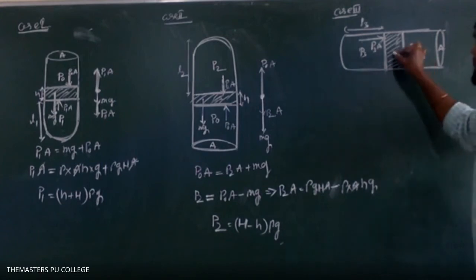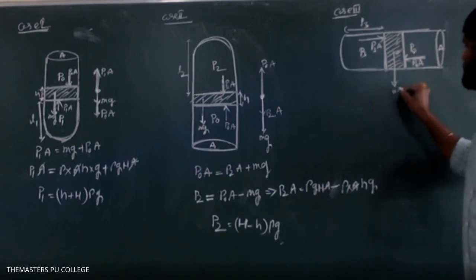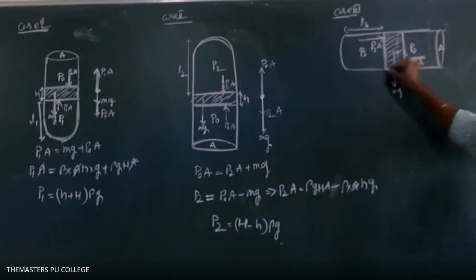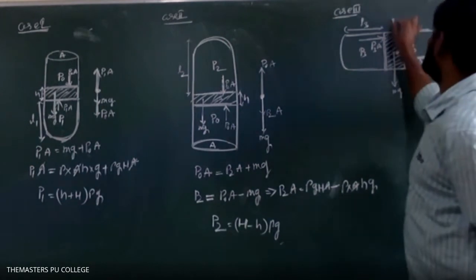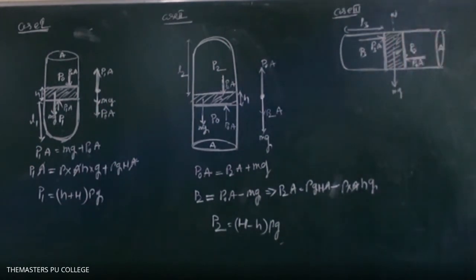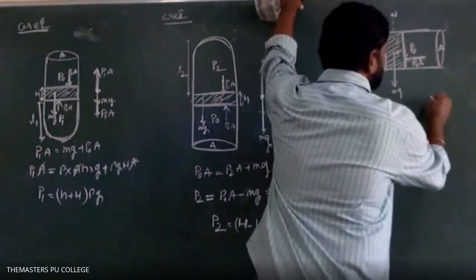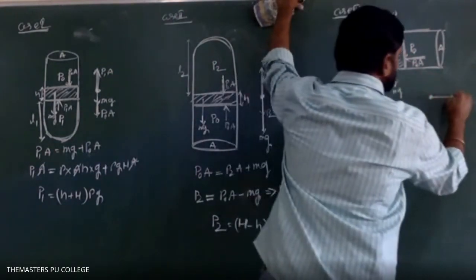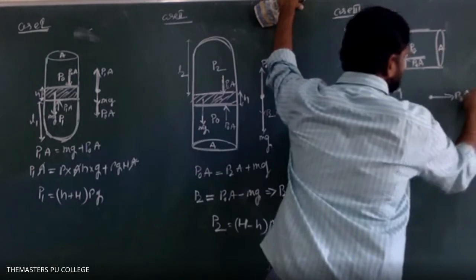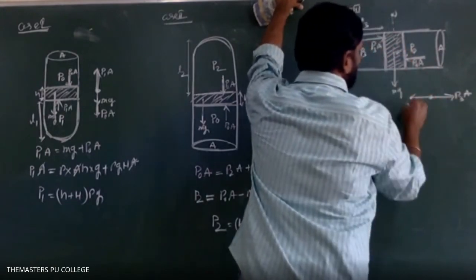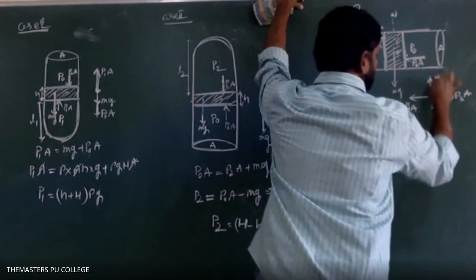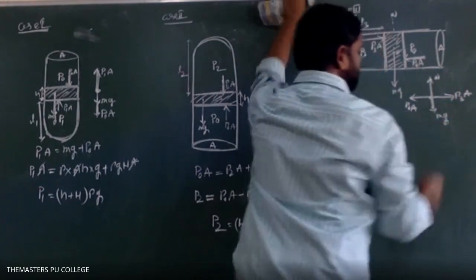And its weight mg is acting in the downward direction. So when weight is acting downward, the mercury column and this glass tube will experience a reaction force, called the normal reaction, acting in the upward direction. Clear? So if you draw the free body diagram for this case, what are the forces acting? Because of P3A, it acts this side, and here P0A is acting this side, and here is the normal reaction force, and here mg is acting downward.